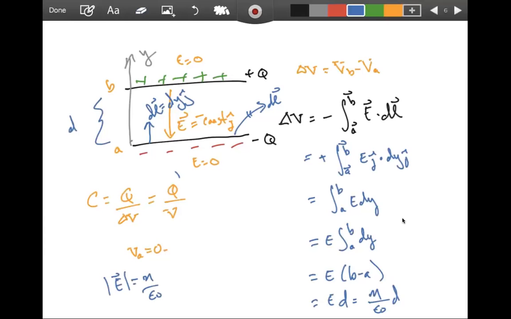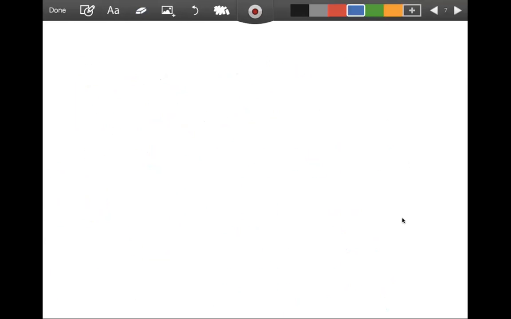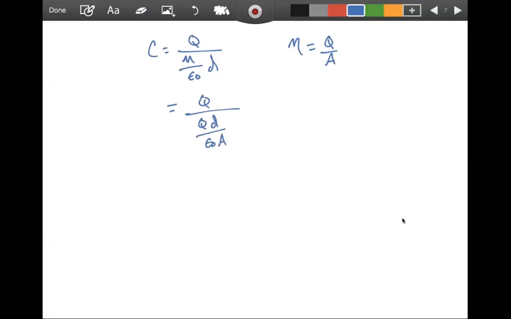So good. Now let's use this definition here. So my capacitance is going to be Q over eta over epsilon naught times D. Now, at this stage, you may be saying, aha, it actually depends on Q, but it doesn't, because remember that eta is equal to the charge per unit area, Q over A. So let's go ahead and substitute that in. So finally, what I'm going to get is Q divided by Q times D divided by epsilon naught times the area.